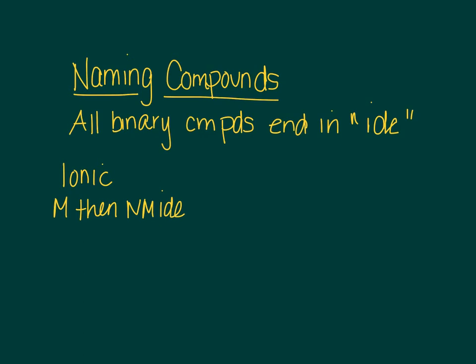So for example, SrCl2 is going to be strontium. I'm just naming the metal. And I take chlorine and I change it to chloride.